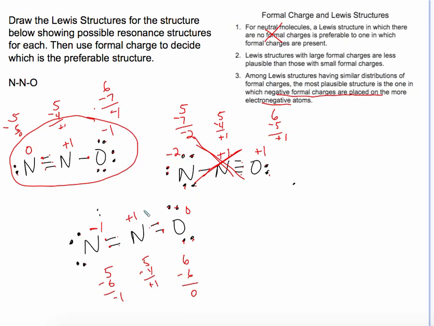So sometimes in AP chemistry, they give you structures and they ask you to use a Lewis structure and formal charge to figure out which would be the preferred structure. And you can see that this one, if you go by these rules, is the preferred structure because of the electronegativity and the negative formal charge being on the more electronegative atom. Okay, that's it.